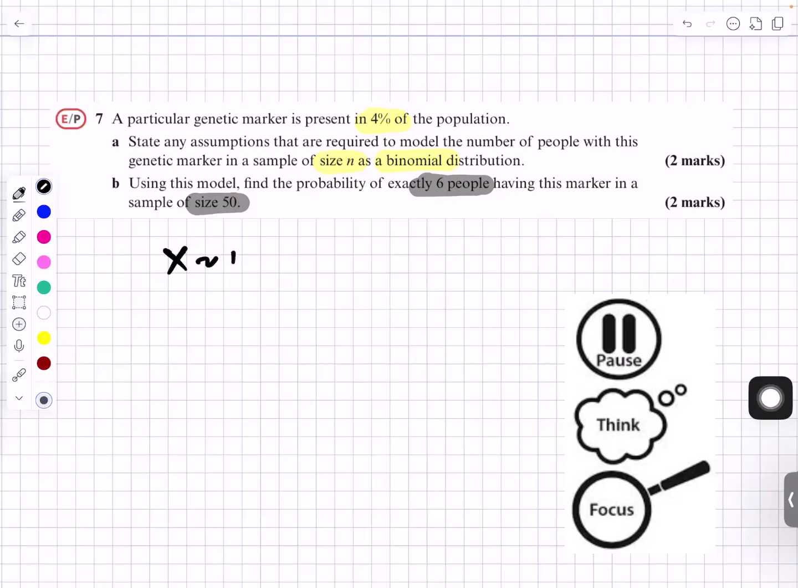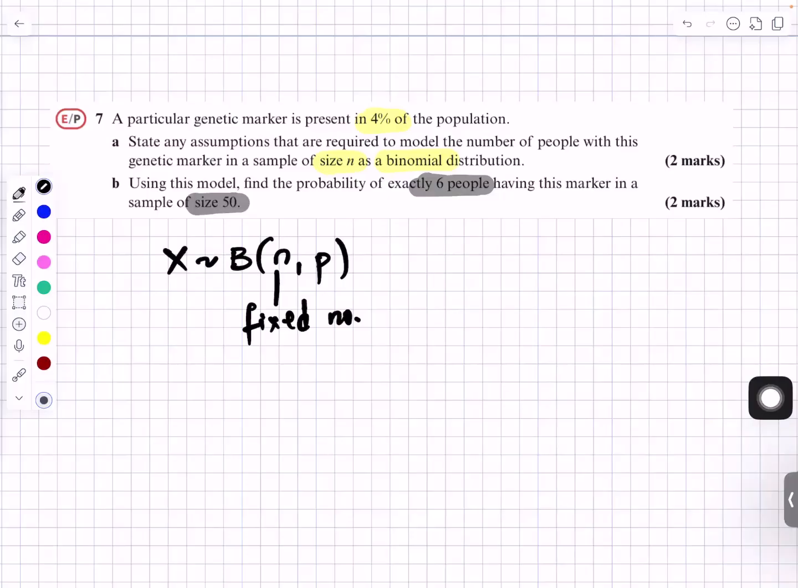So if it's a binomial distribution, you have N and P. N is a fixed number. P is the probability. Either it is genetic marker or not. Either it is present or not. And they're independent. So you can write those 4 definitions of probability.